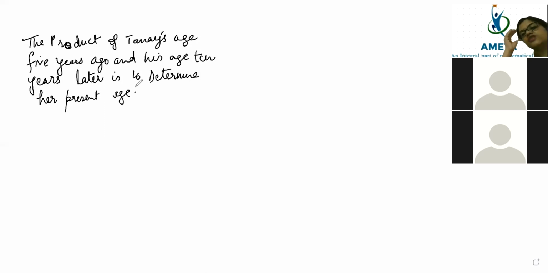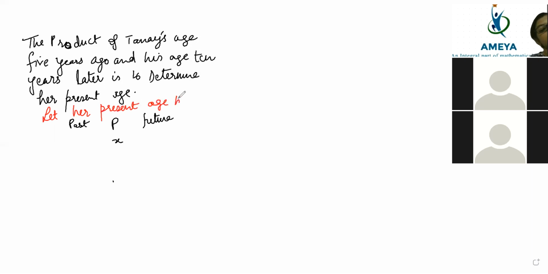So let the present age of Tanya be x. Look here, if present age is x, then past and future. Let her present age be x. That is, I wrote here her, you write Tanya. Let Tanya's present age be x. Better I'll write, otherwise in exam also you will do the same thing.